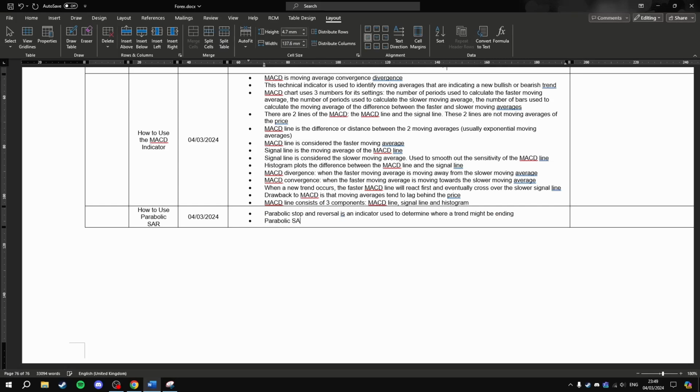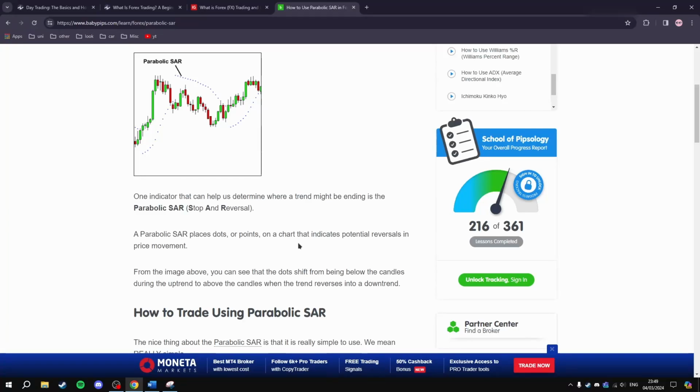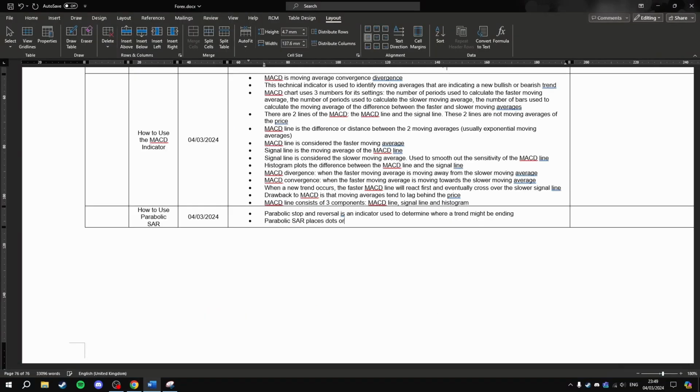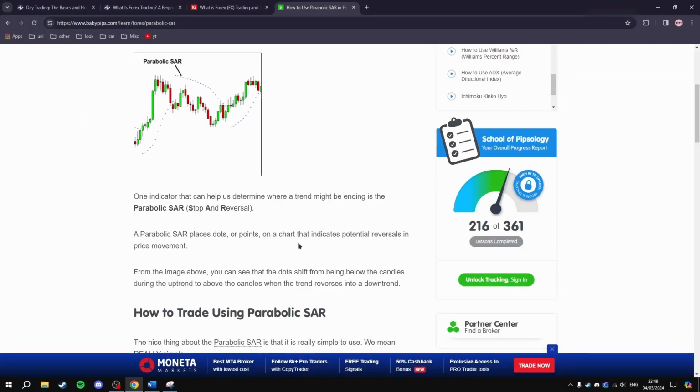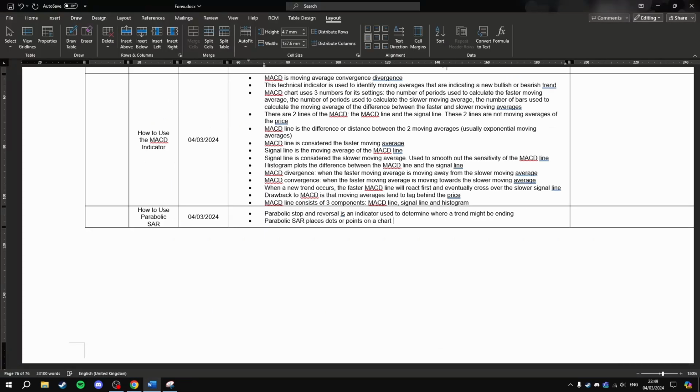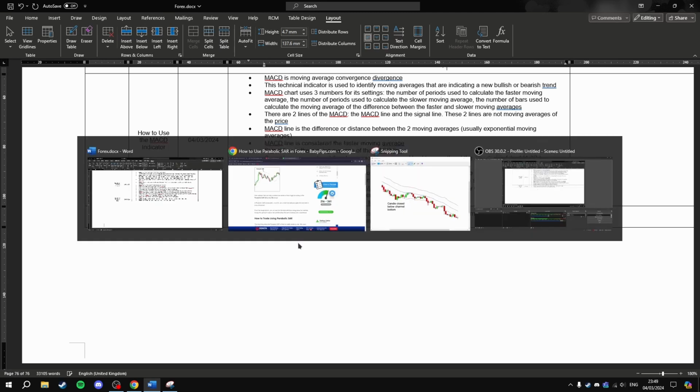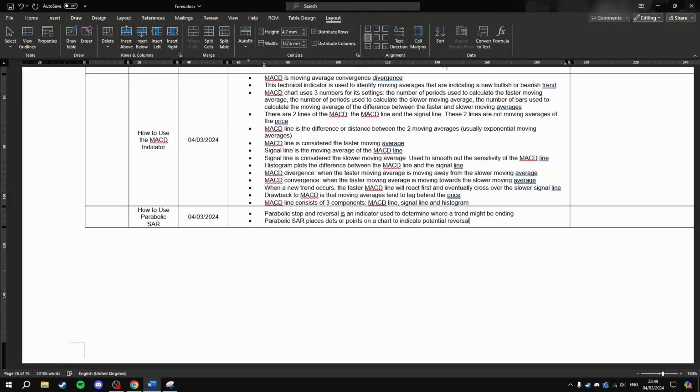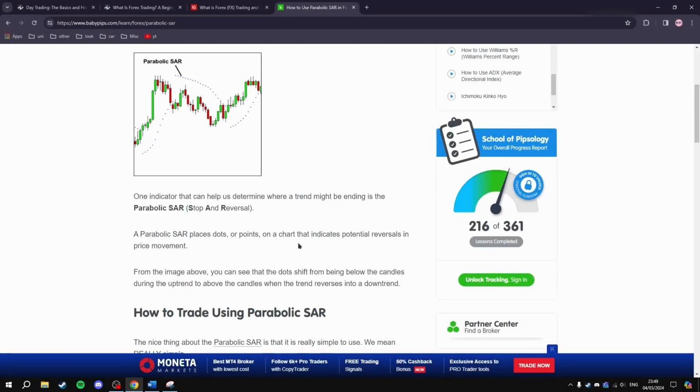Parabolic SAR places dots or points on a chart to indicate potential reversals in price movement. From the image above, you can see that the dots shift from being below the candles during the uptrend to above the candles when the trend reverses into a downtrend.